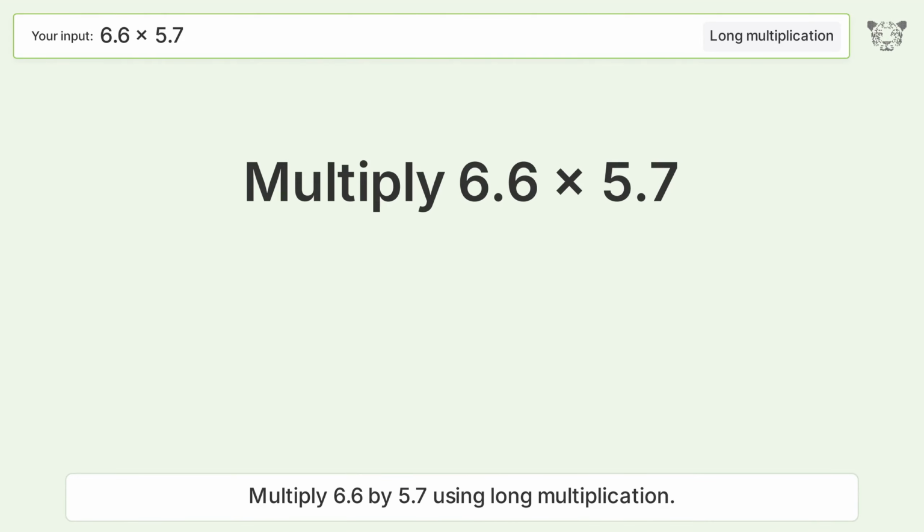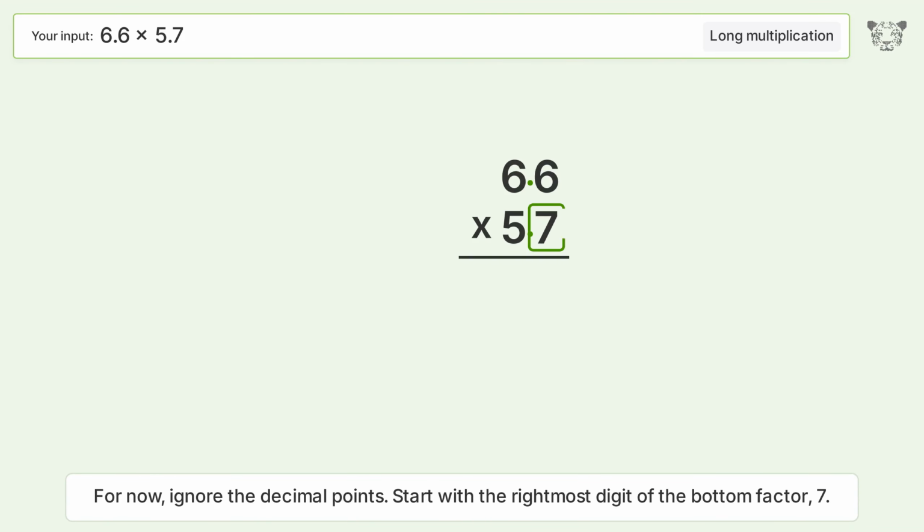Multiply 6.6 by 5.7 using long multiplication. For now, ignore the decimal points. Start with the rightmost digit of the bottom factor, 7.